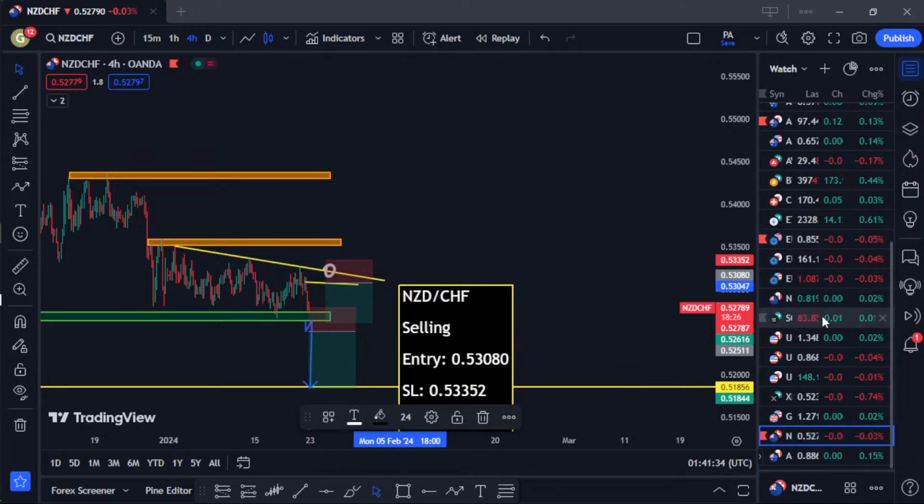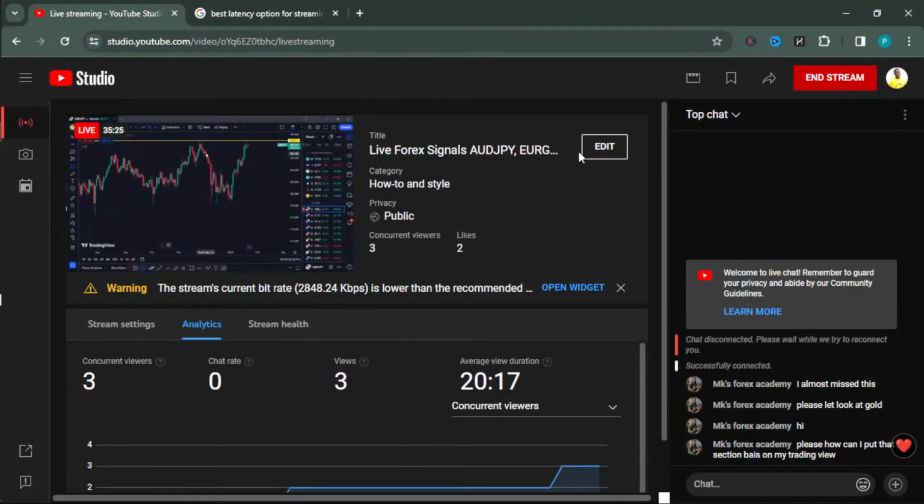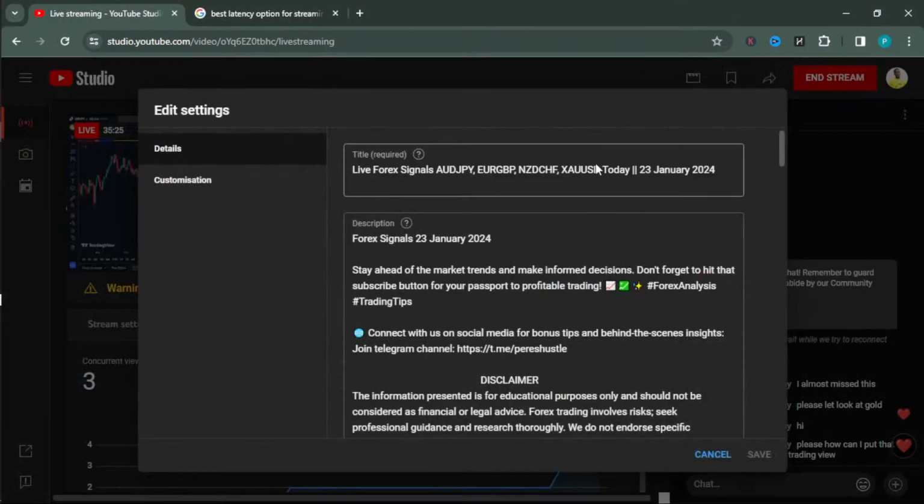So now let's take a look at Canadian pair. We've talked about NZDCHF, we've talked about AUDJPY. Let me take a look at all the pairs I've announced so far. So I've talked about AUDJPY, EURGBP, NZDCHF, and XAUUSD. So now let's take a look at Canadian dollar and any other pair.